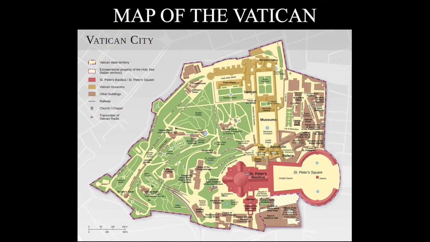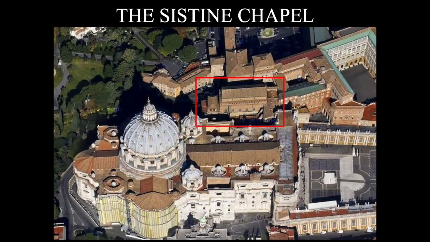Here's a little bit more of a close-up. Again, we can see St. Peter's Cathedral, the arms of the church, and then we have the Sistine Chapel right next to it on the north-hand side. And there it is.